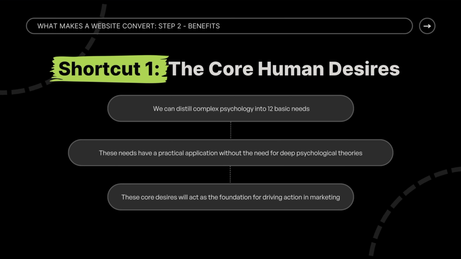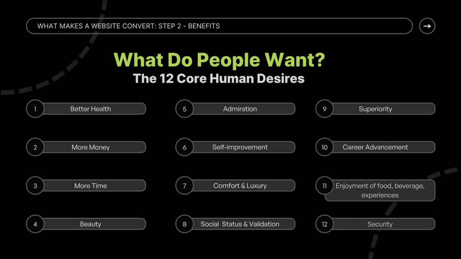So how do we satisfy the right, emotional side of the brain? Here's shortcut 1 of the second conversion activator. We can distill evolutionary psychology into 12 basic wants and needs. We will call them the core human desires from now on. These core human desires have a practical application in marketing without going too deep into psychological theories. So what do people want anyway? Here are the 12 core human desires. These desires are deeply rooted in human nature and they do not change, despite new trends or technological advancements.